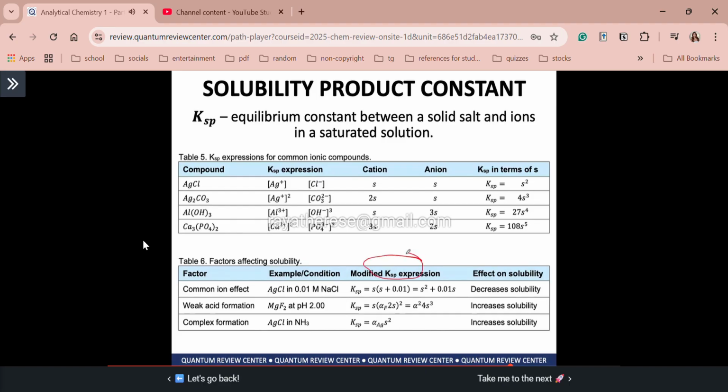Hindi pa kayo ready. Anachem 1 pa lang tayo. Part 1 of Anachem 1. So I will not yet, don't worry, I will not yet derive the following modified KSP expressions. But since we already know the basics of chemical equilibrium, we can already explain the effect on solubility, kung decreasing or increasing. So guys, game.